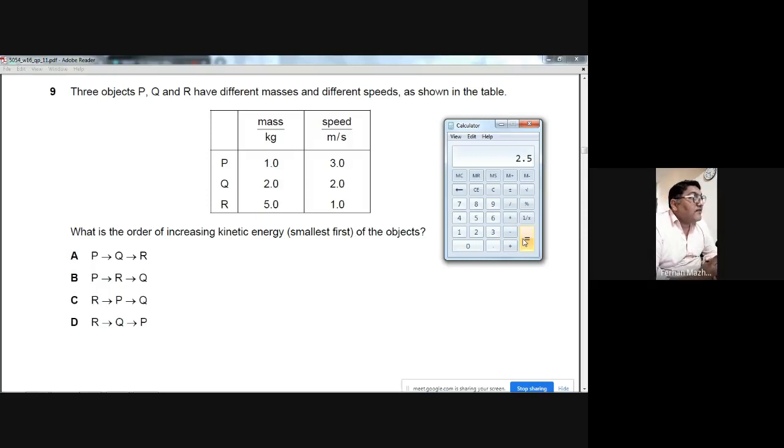So what is the order of increasing kinetic energy? The smallest will be R, and then Q, and then P. R, Q, P. That's the D choice. So question number 9 has D choice. And then we move to the next question.